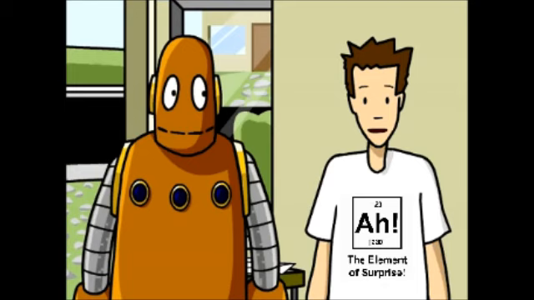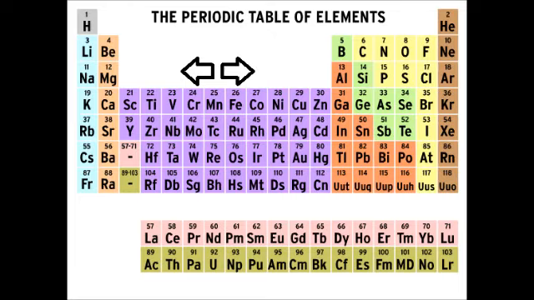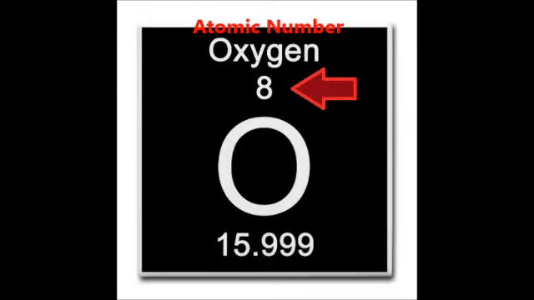One way the periodic table is organized is in a grouping called periods. Periods organize the periodic table by increasing atomic number. Coincidentally, as the atomic number increases, so does the atomic mass.